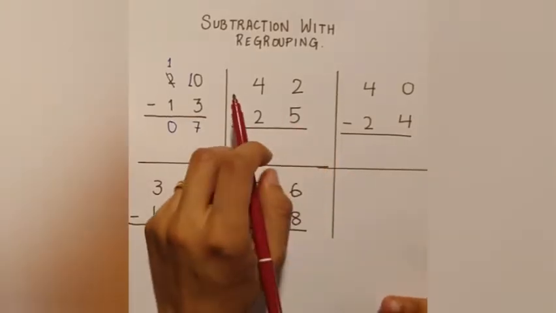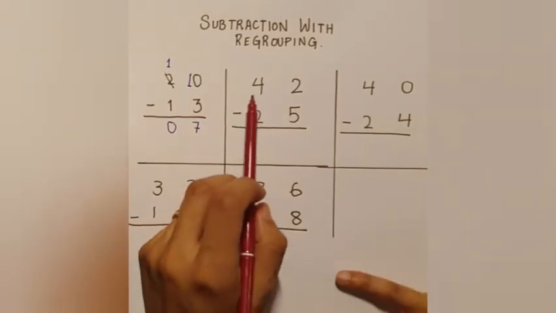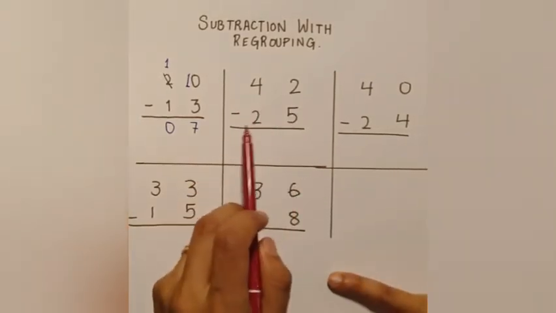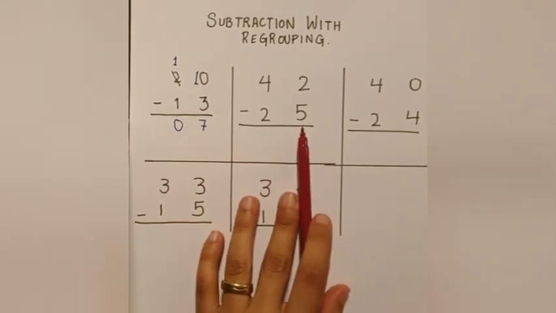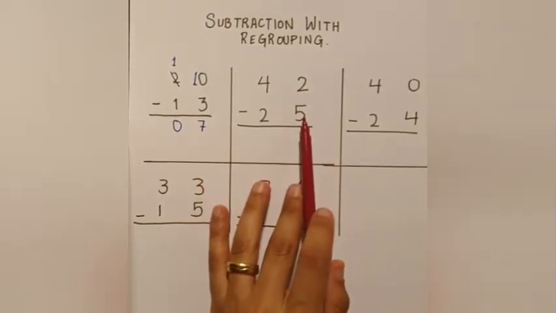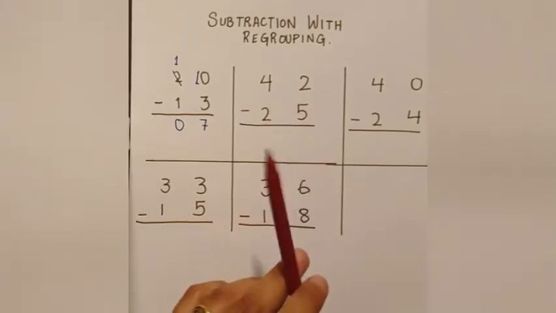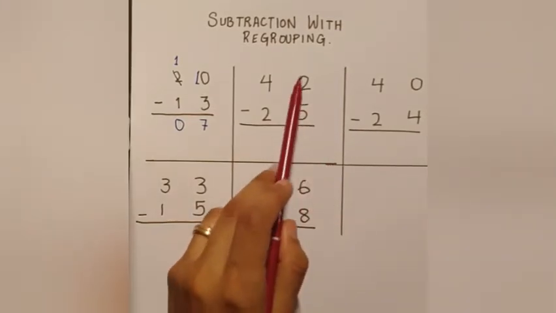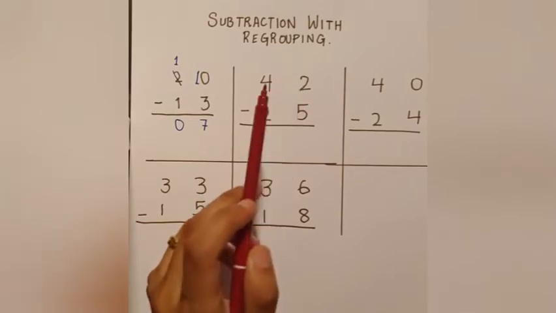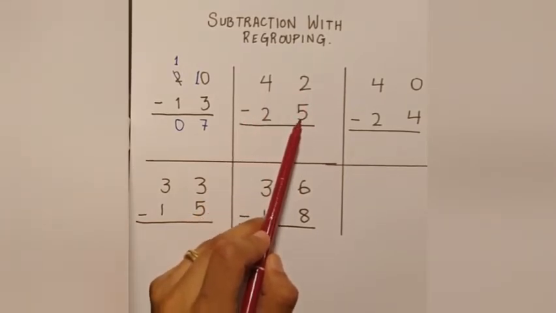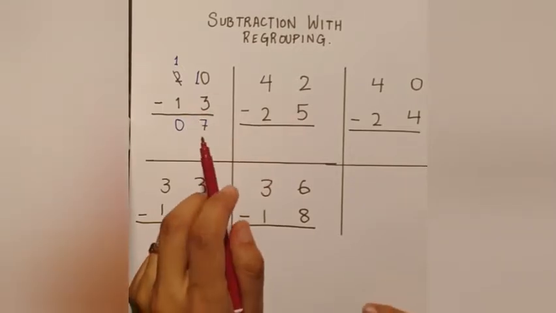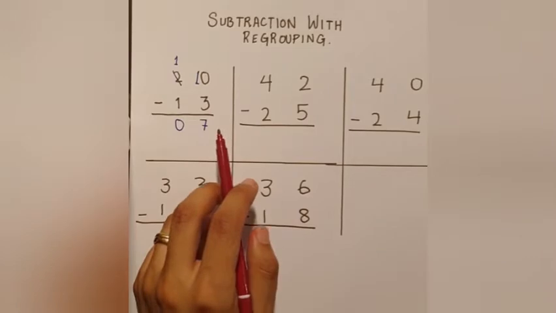Okay, now let's start with the second example. I have here 42 minus 25. I will start with the ones. 2 minus 5. Now, we will always look at the ones first to check the number on top. The number up is smaller than the number down because 2 is smaller than 5. So I can't really do it.